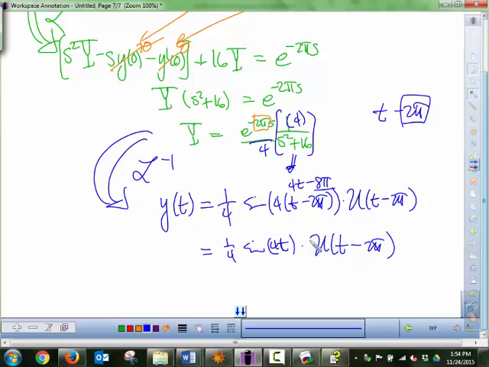And the u function is 0 in the beginning, right? Up to 2 pi, it's going to be 0, and then after that, it's going to be 1. And then we take our 1 and we multiply it by 1/4 sine 4t. So that's your function.